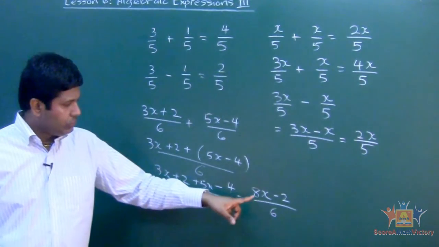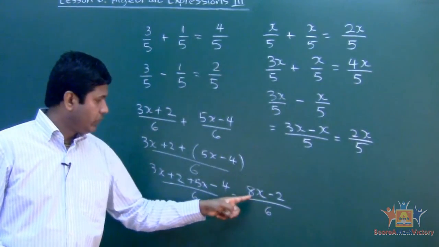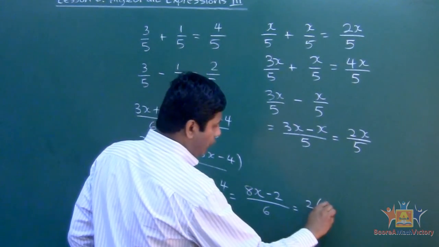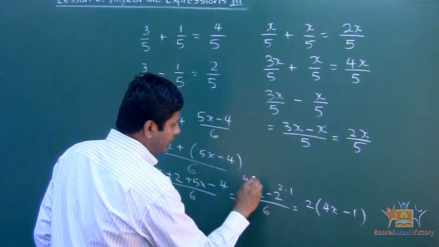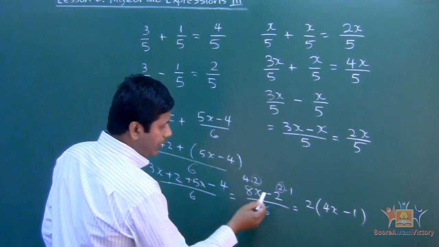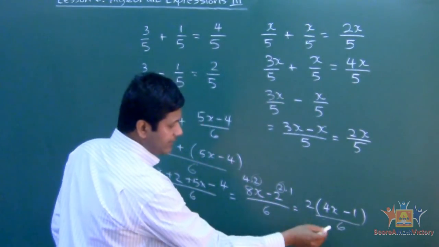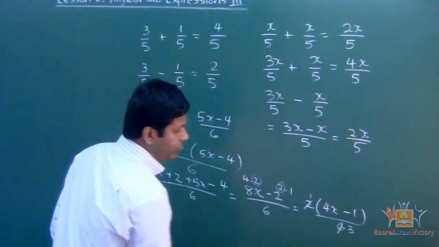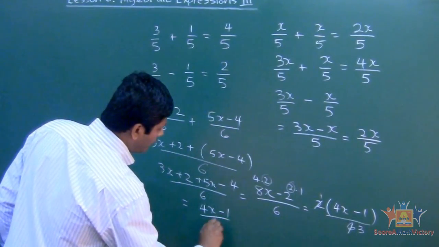Now look at this. You can simplify. How do I do that? I extract 2 out. So when I extract 2 out, what's left? 4x minus 1, because this is 2 times 1 and this is 4 times 2. So I took the 2 out right there. Left is 4x minus 1 over 6. Now I can simplify. I can divide this by 2, gives me 1. I can divide this by 2, gives me 3. So your final answer should be 4x minus 1 over 3.